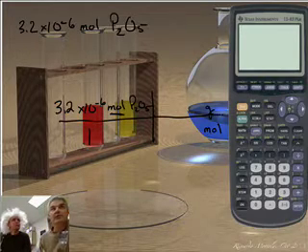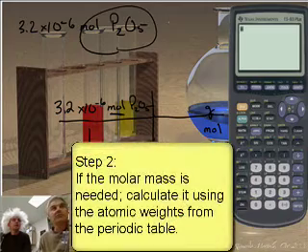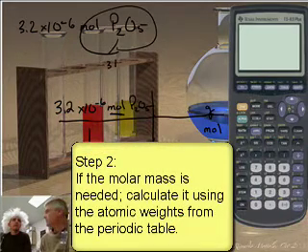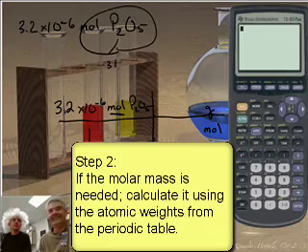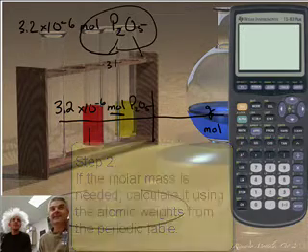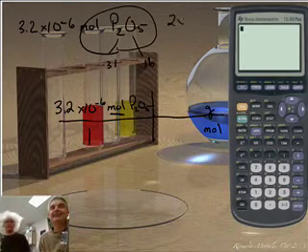So I'm going to put moles on the bottom and grams on the top. Now how do we figure out how many grams? Well, it's P2O5, so I need to find the mass of P. P is 31, and there are 2 of them. And there are 5 O's.